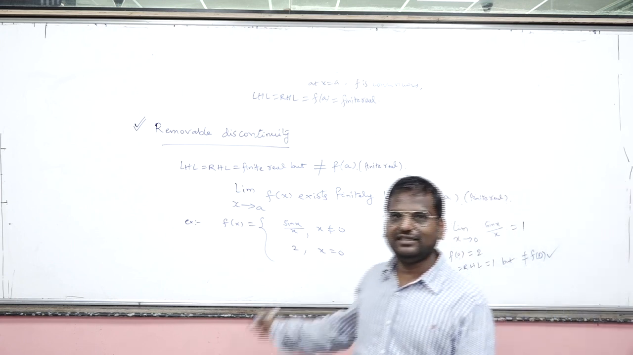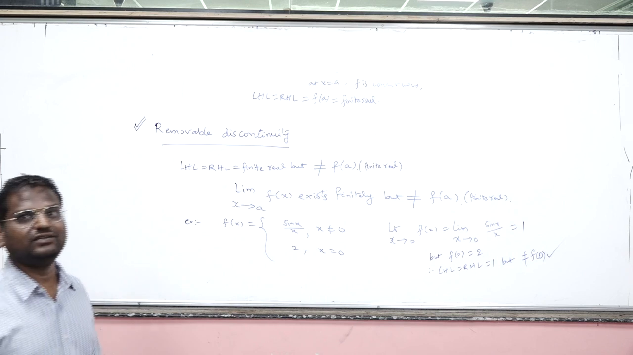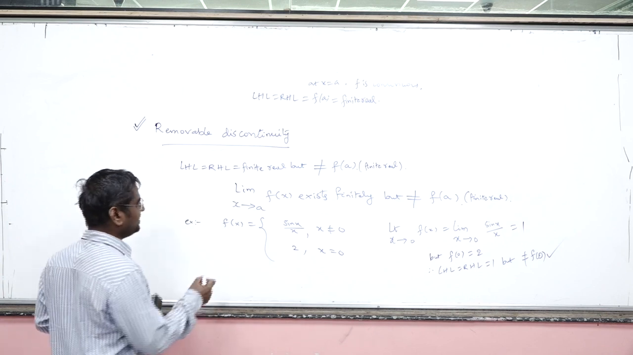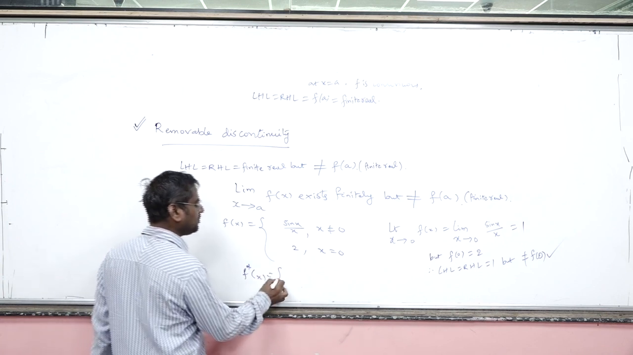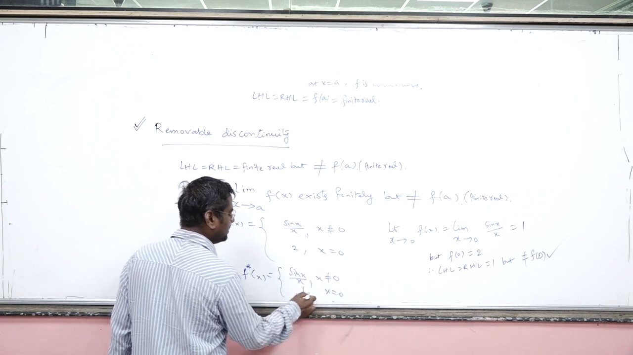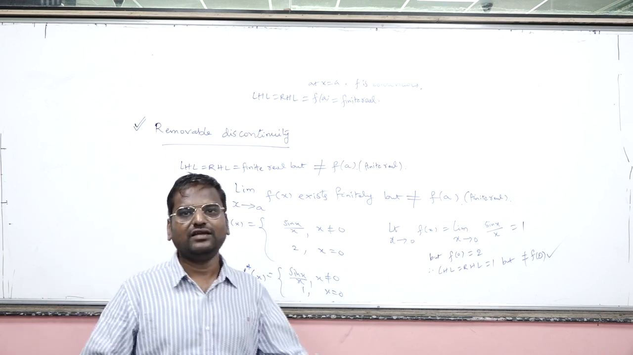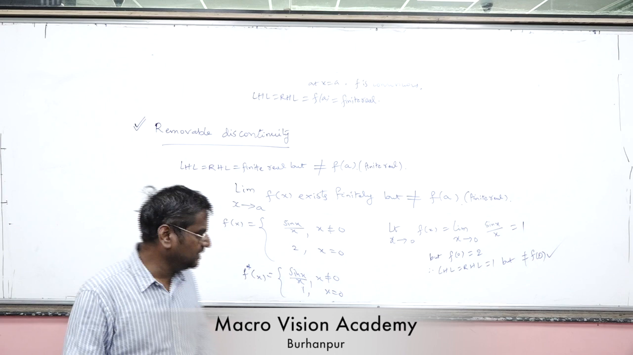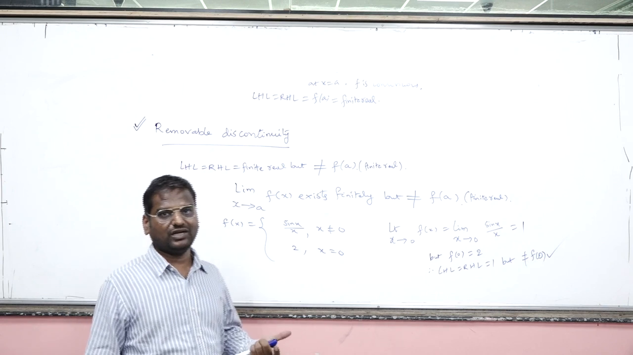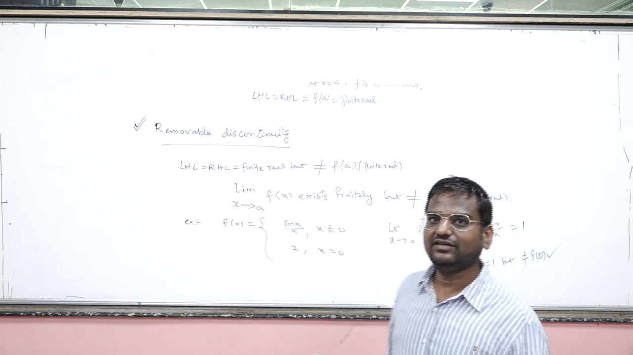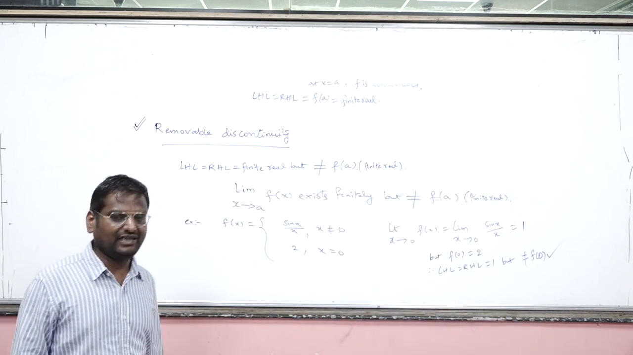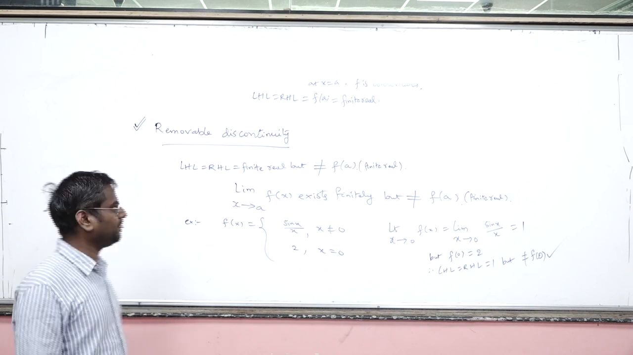So we say that the given function has what type of discontinuity? Removable discontinuity. How can we remove that discontinuity? Redefine the function as f star of x equal to sin x by x when x is not equal to 0, and at x equal to 0, redefine it as 1. Then the discontinuity will get removed. Our main task is to look at a function and decide what type of discontinuity it has. The first discontinuity we have discussed so far is removable discontinuity, in which the limit exists finitely but is not equal to f of a.